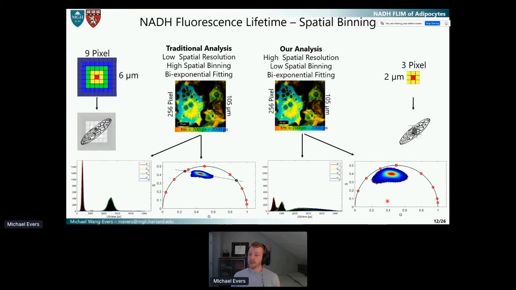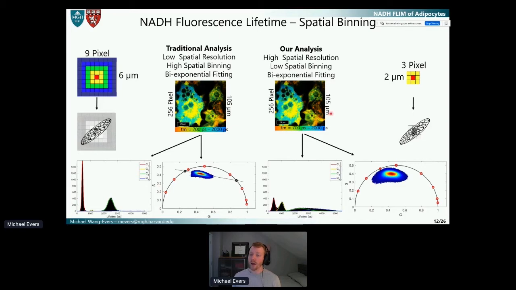What does that mean? When you do fluorescence lifetime imaging, to increase the photon count, you often do spatial binning. And a lot of people and a lot of publications I found use relatively high spatial binning of up to 9 pixels, or in this case often more than 6 micrometers. And if you look here, this is a comic of a mitochondrion. You basically get information from the mitochondrion, but also from the surrounding area, which might be the cytoplasm. And then it's all mixed together, and you have these 2 fluorescence lifetimes.